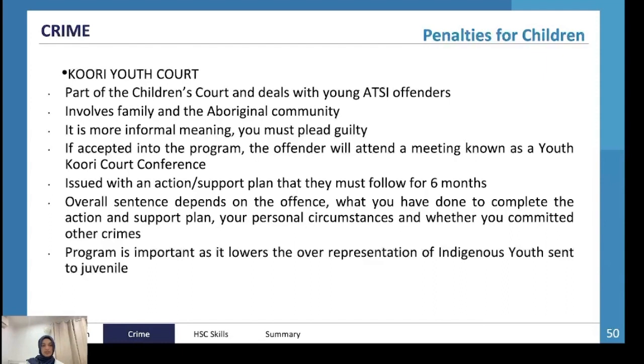If accepted into the program, the offender will attend a meeting known as the Youth Koori Court Conference. So they're issued with an action support plan, which they must follow for 6 months. So overall, the sentence will depend on the offence that you've committed. And the program is important as it lowers the overrepresentation currently present of Indigenous youth sent to juvenile detention.